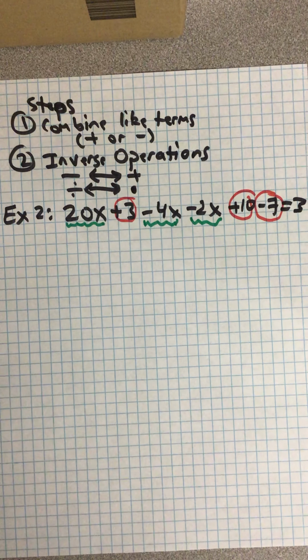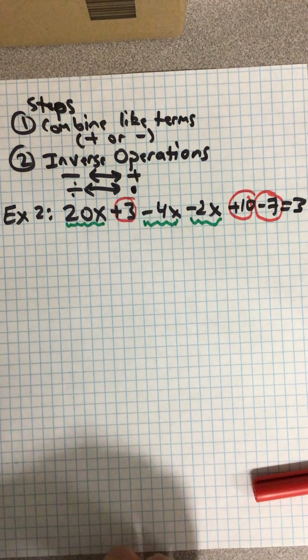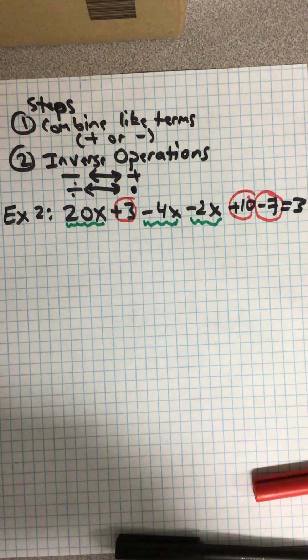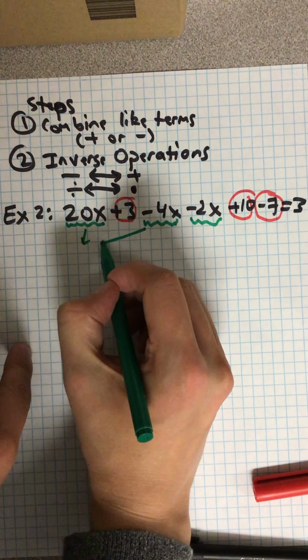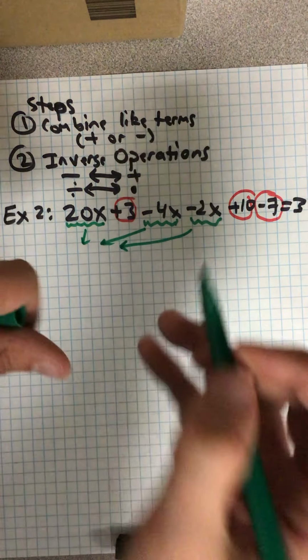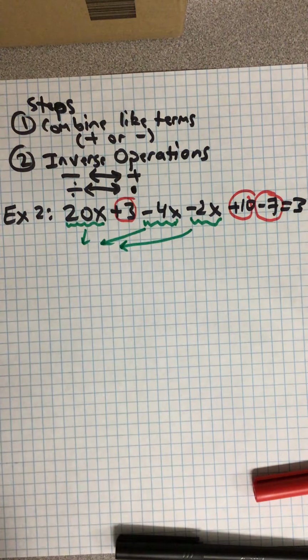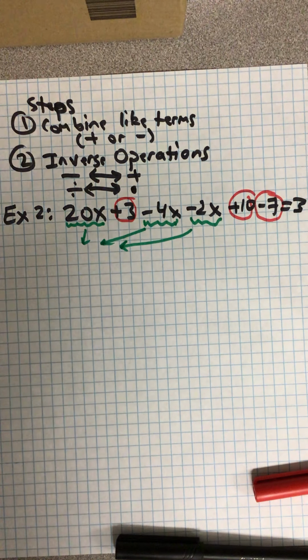So we need to combine the stuff that I underlined in green and circled in red. You yourself could simply underline and circle. I think that would be adequate. If you have some colors available to you, it wouldn't be a bad idea to use them. So we first need to figure out what 20x minus 4x and minus 2x make. And amazingly, these are all going to combine into a single term. So essentially we need to do 20 minus 4 minus 2.